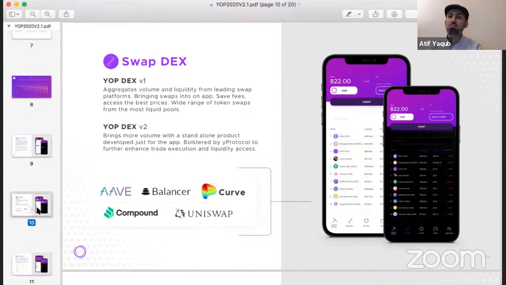The swap DEX phase 1, we access the liquidity from the current market heavyweights like Uniswap, and bring in aggregators to bring a better transaction fee to the customer. But then in version 2, we start moving towards building our own native swap DEX and bringing that liquidity into Yop directly.